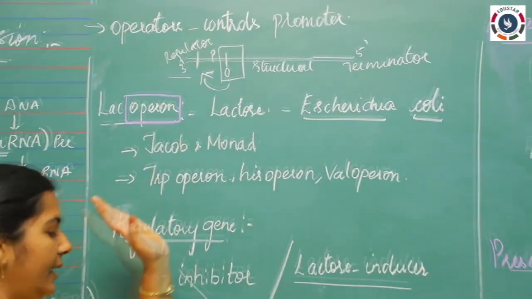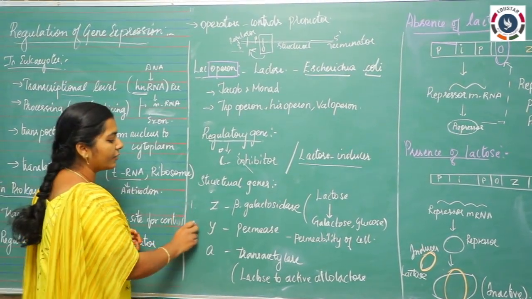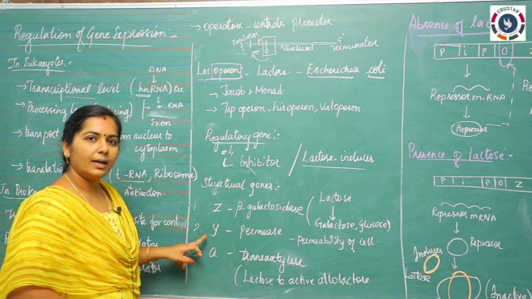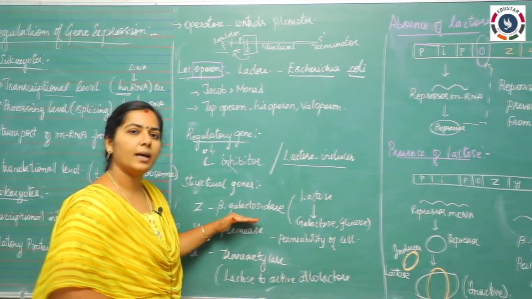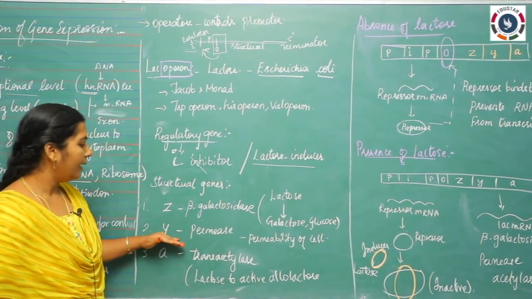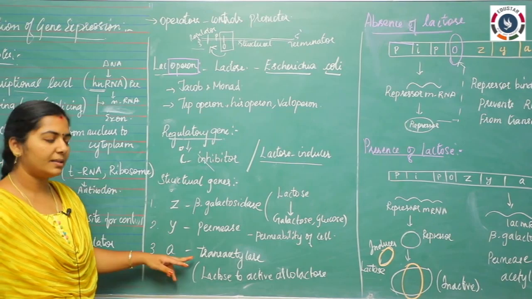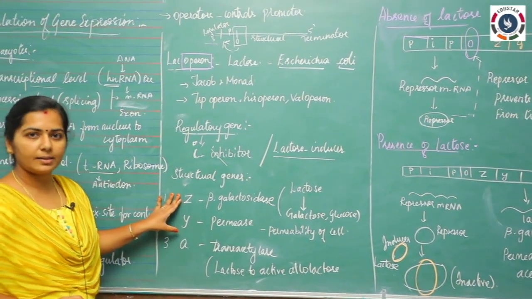In the lac operon, we have three structural genes. One is Z, another is Y, and the third is A. Here Z codes for the enzyme beta-galactosidase, Y codes for the enzyme permease, and A codes for transacetylase. Now we will see the role of these three enzymes.